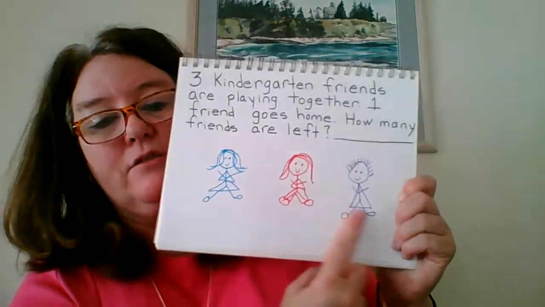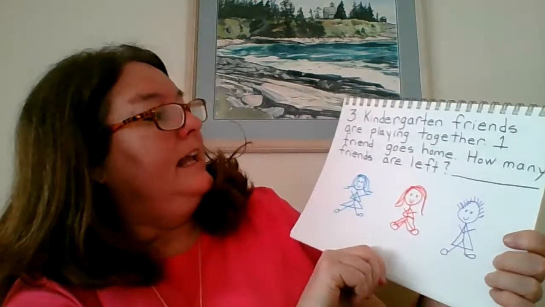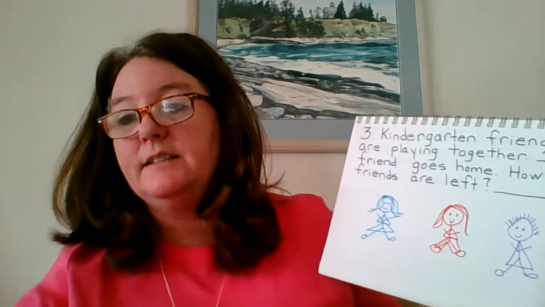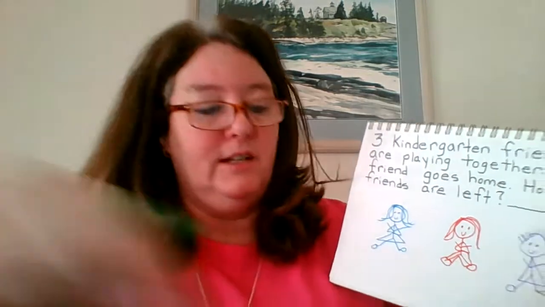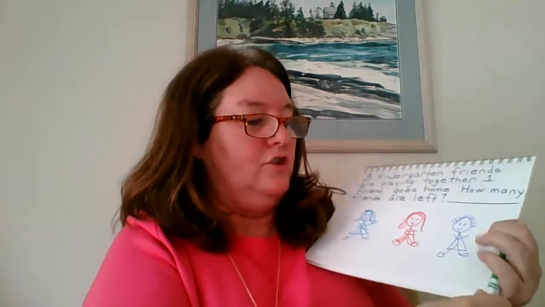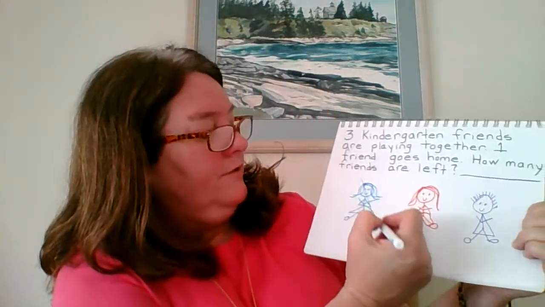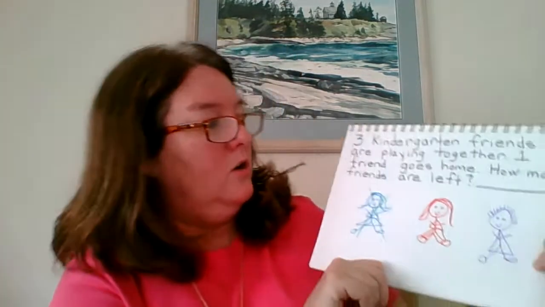I started by drawing a picture to help me with the story. Okay, 1 friend goes home. So that means one of the friends has to go away. So I'm going to X out one of the friends because I really can't just erase it from my page since I used markers. But we'll say this friend that I drew first has to go home. So we'll X that out to show that she's going home.